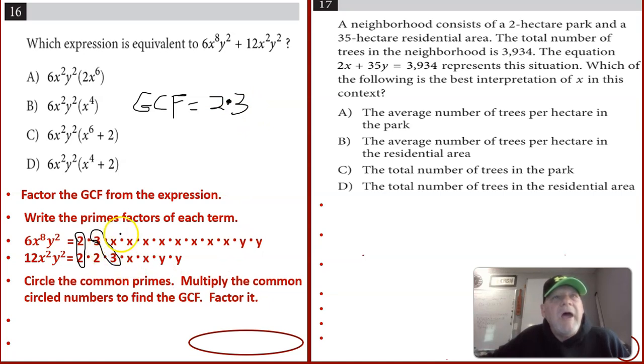And then I have x is here, x is here. And so I have x times x. And then I have a y here.